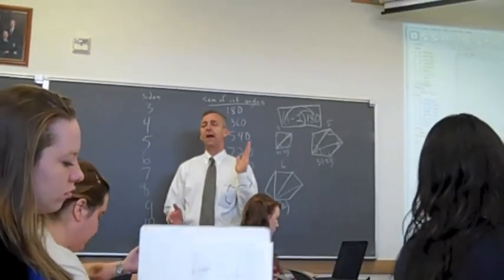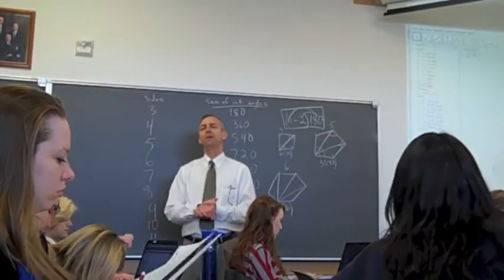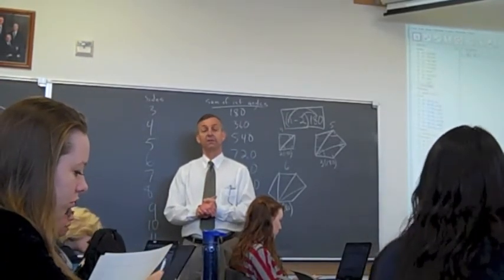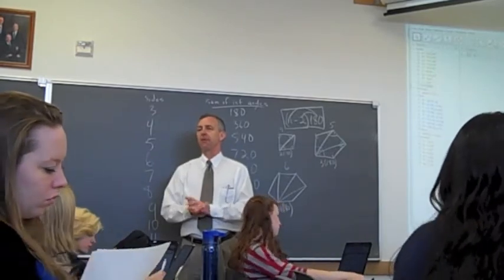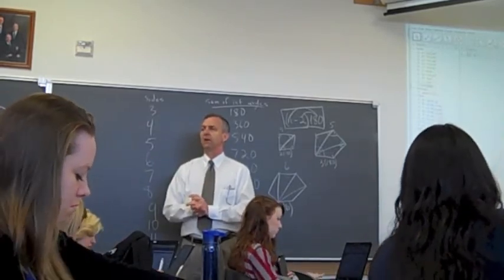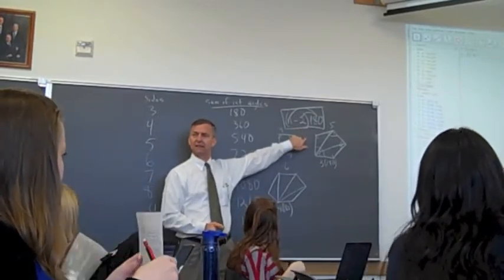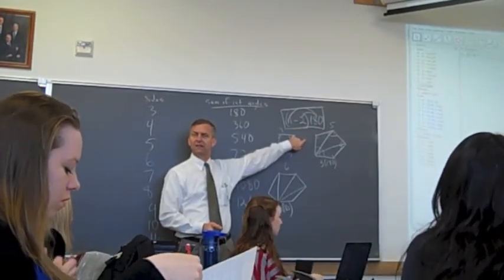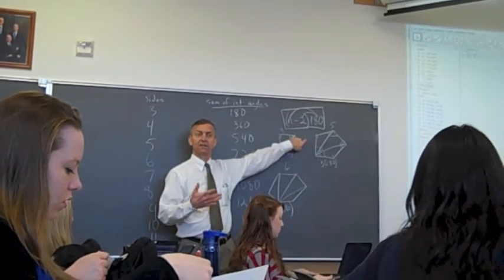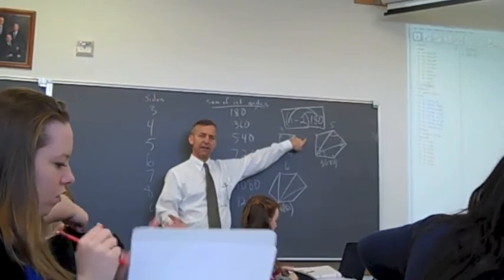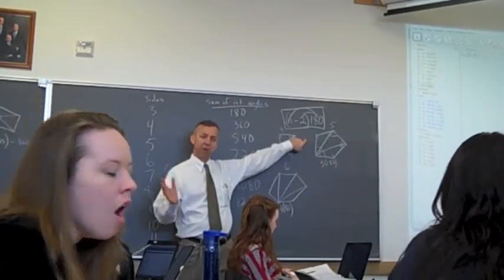Anyhow, for part of your assignment, not for tonight, but next Tuesday, you're going to discover what this right here is. We didn't write it down. What is this? The formula to give us the sum of the interior angles of an n-sided polygon.